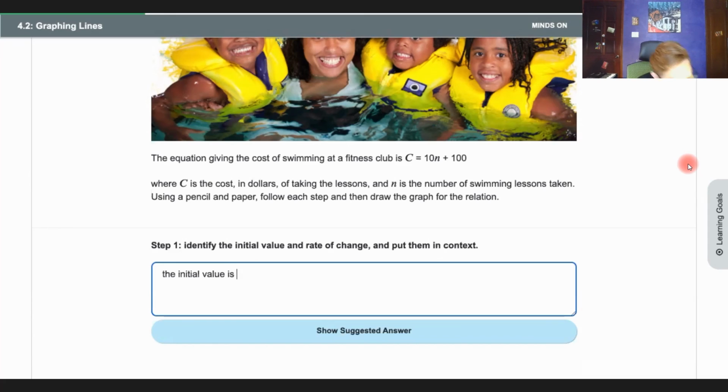The initial value is $100, and the rate of change is $10 per lesson.